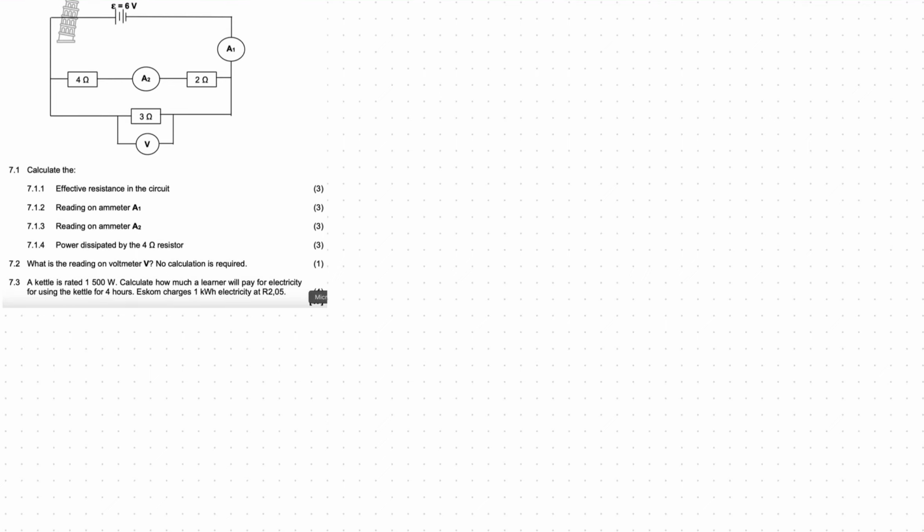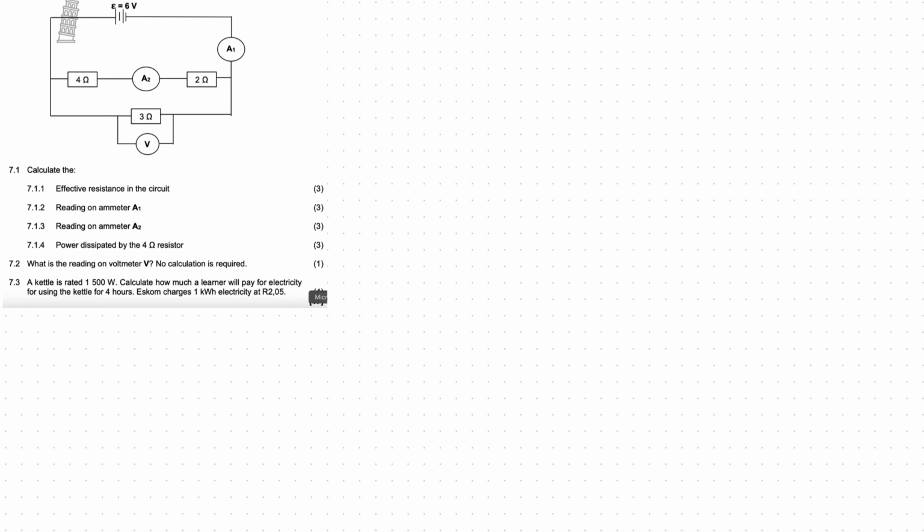Let's solve this electric circuit diagram. The information given says, in the circuit diagram below, the battery has an EMF of 6 volts and negligible internal resistance. Negligible internal resistance means that we don't need to worry about it. Now, question 7.1 says, calculate the effective resistance of the circuit.